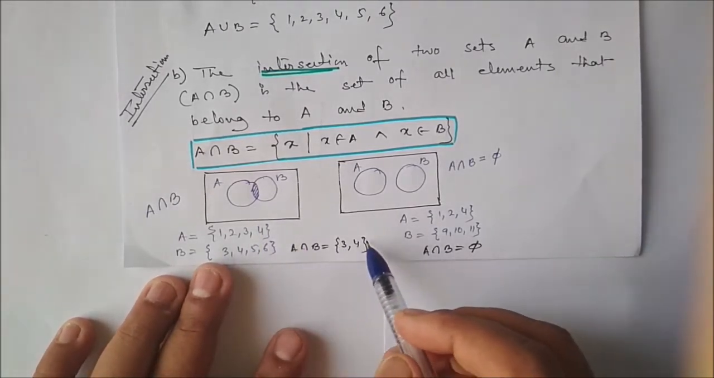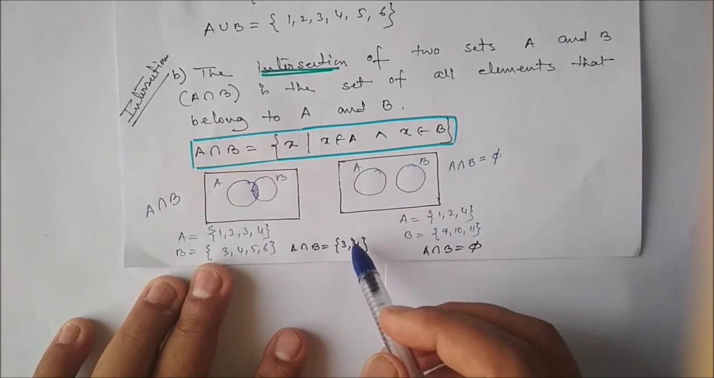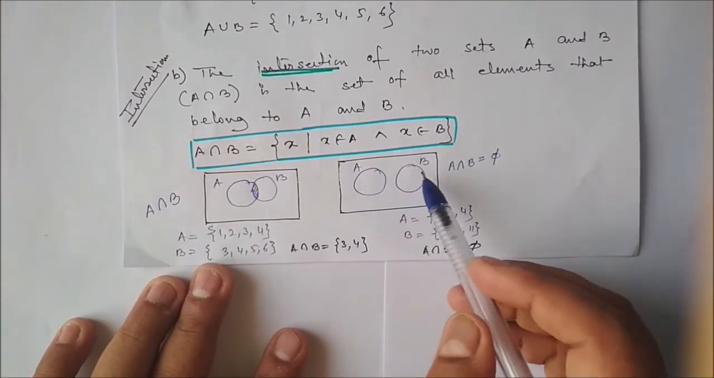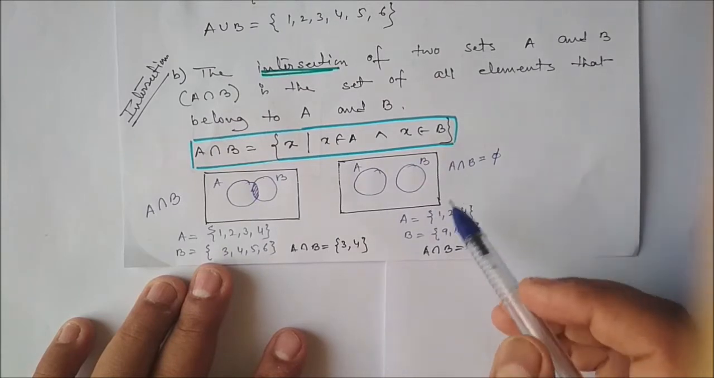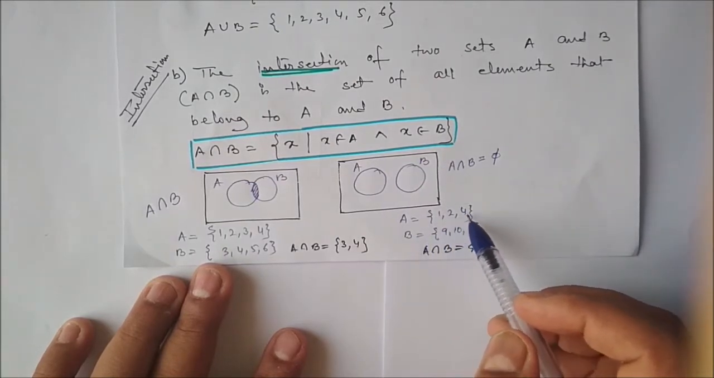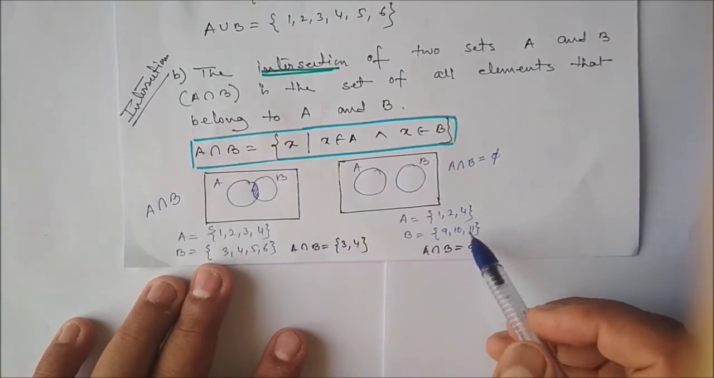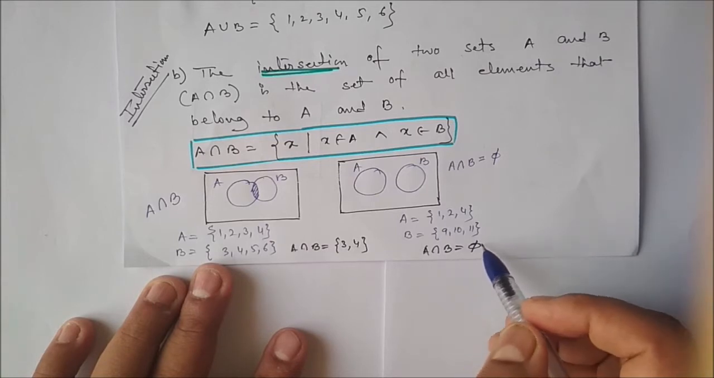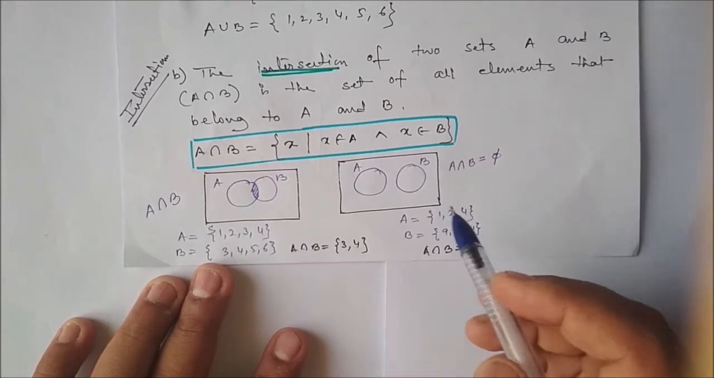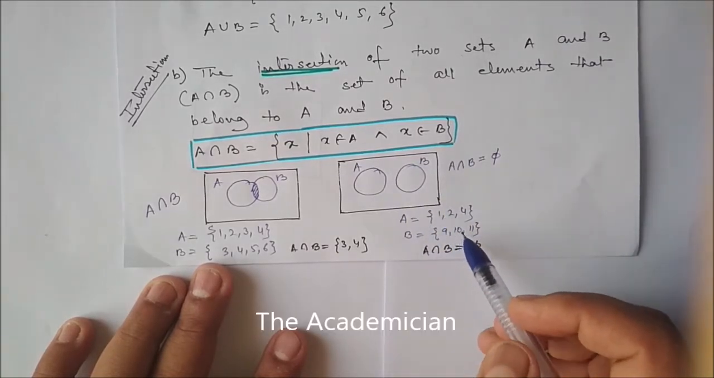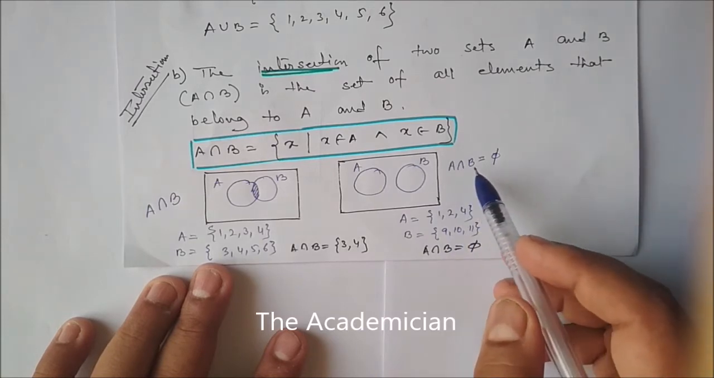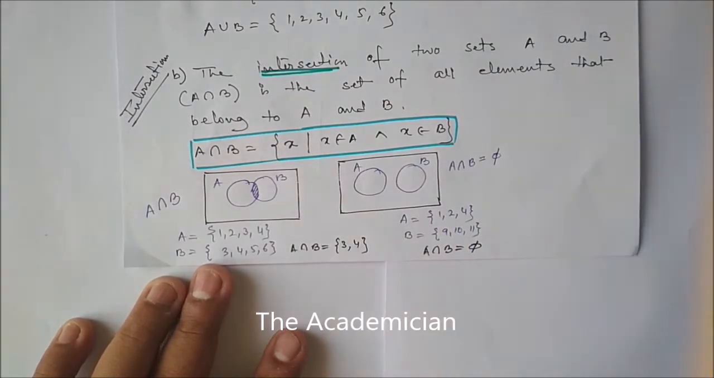So A intersection B is what? 3 and 4. But here A and B are both disjoint. A contains 1 2 4 and B contains 9 10 11. So A intersection B is null, since both are non-overlapping. In that case, the intersection between two sets is null.